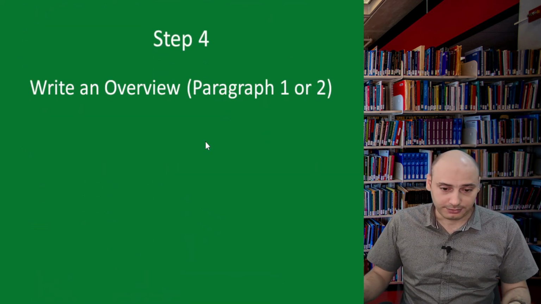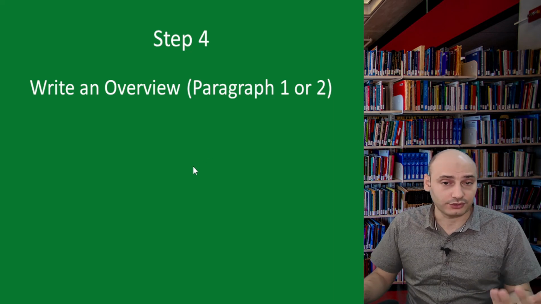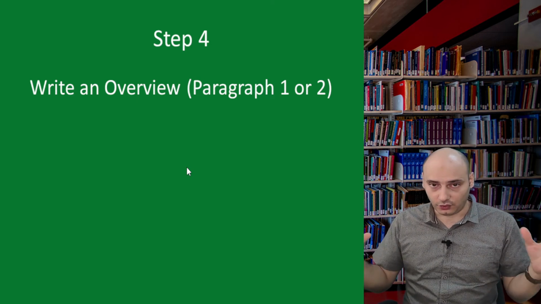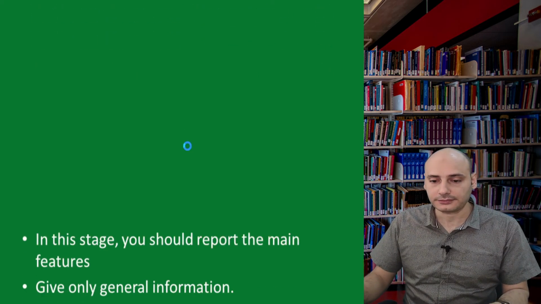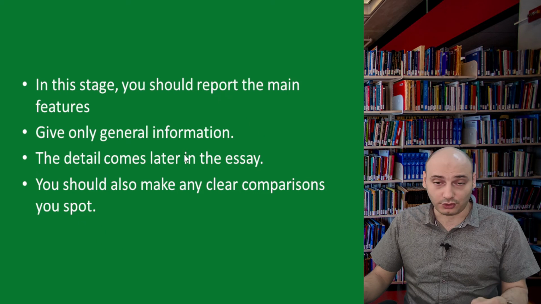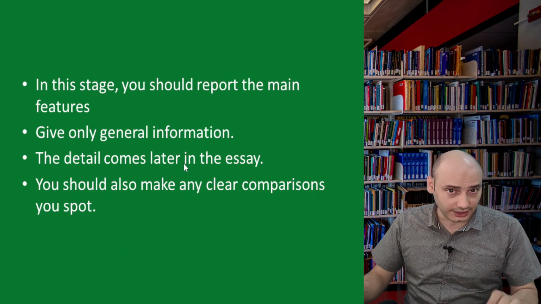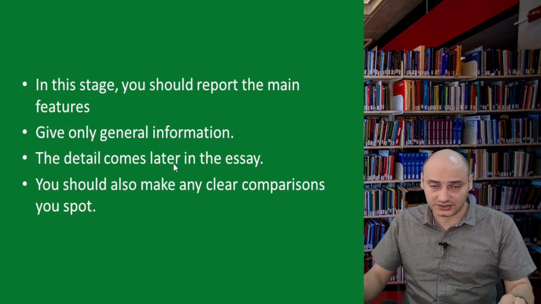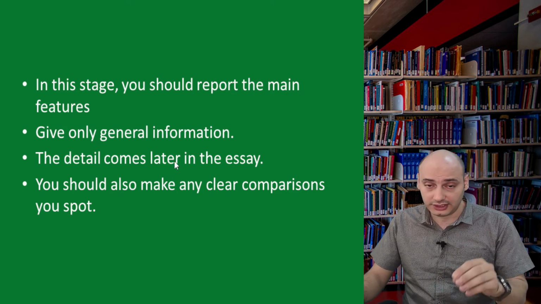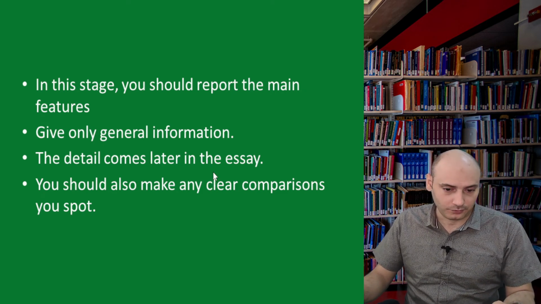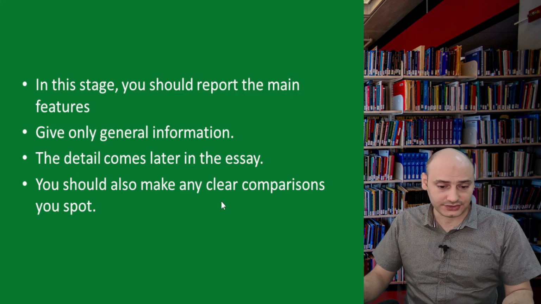Now we're moving to step number 4. Step number 4 is you're going to write an overview. Overview is the general trend of usually the line graph. Let's have a look. In this stage, you should report the main features. Give only general information. Don't mention numbers yet. I mean by numbers, the percentages. Don't mention the percentages yet in this stage. All you have to do is to mention the general trend or generally the main features. The details come later in the essay. You should also make any clear comparisons you spot.